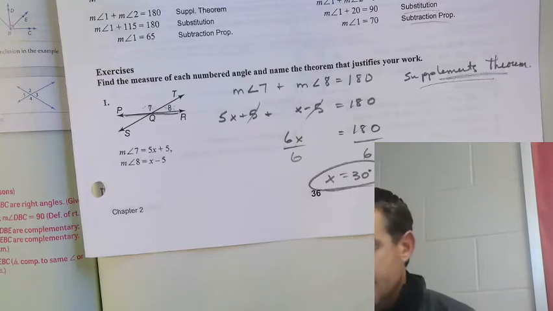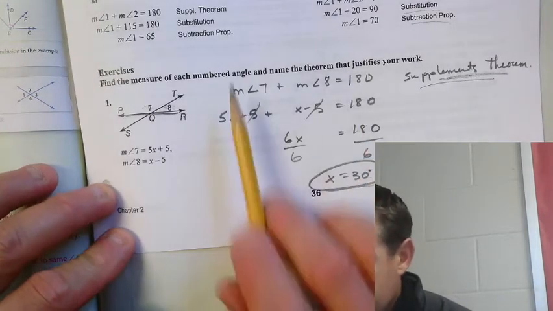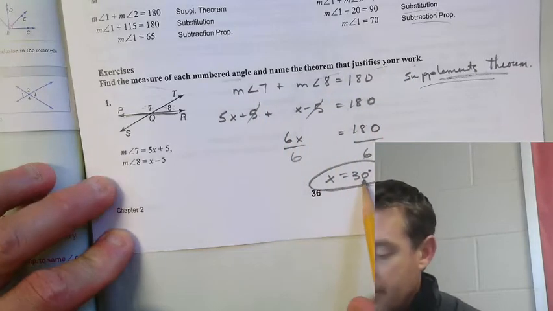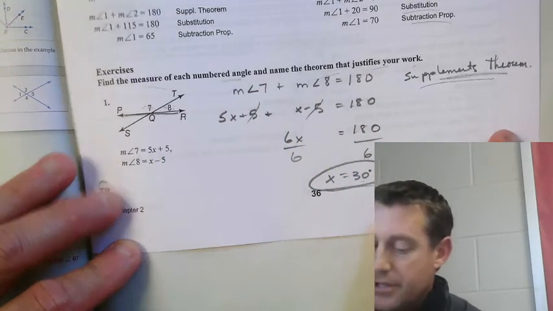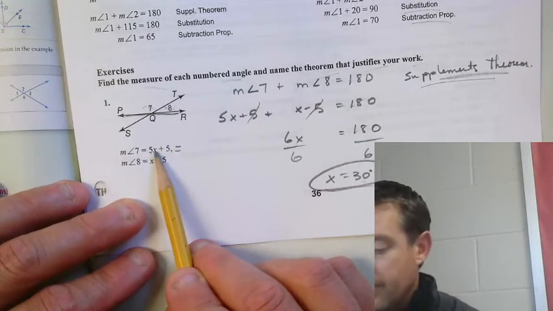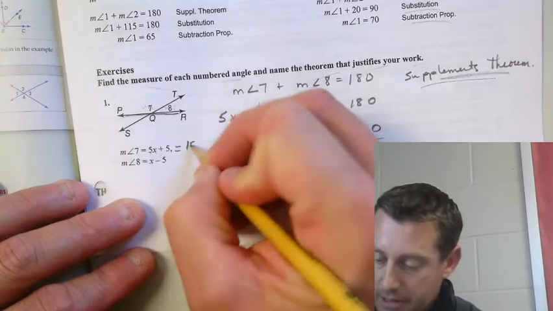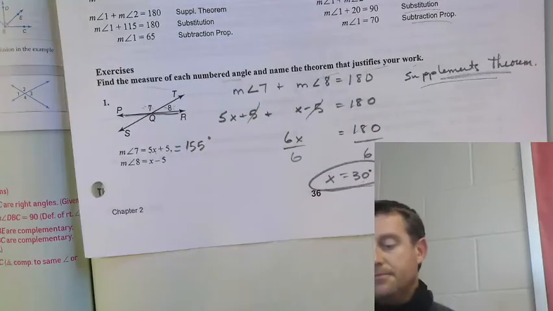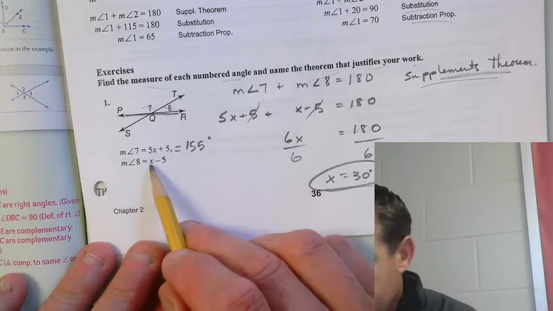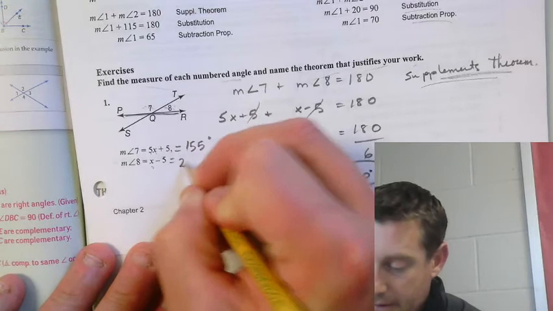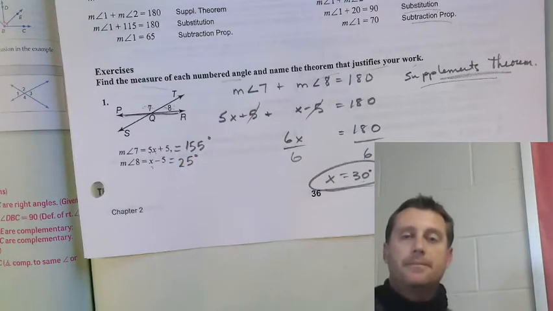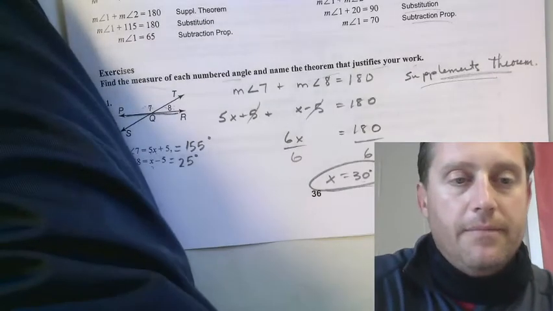Okay? Now, if I want to figure out the measure of each numbered angle, and the theorem that justifies the work, I can go ahead and plug this in. So angle 7 is going to be 5 times 30, 150, plus 5, 155 degrees. Pretty big angle, pretty obtuse. If I plug in 30 for angle 8, 30 minus 5 is 25, which makes sense with my picture there.